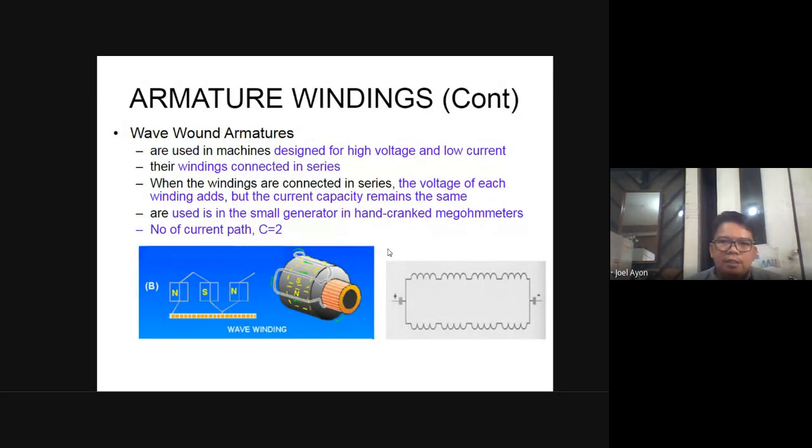But this one is the opposite class: high voltage and low current. So their windings are connected in series. Then when the windings are connected in series, the voltage of each winding adds, but the current capacity remains the same.